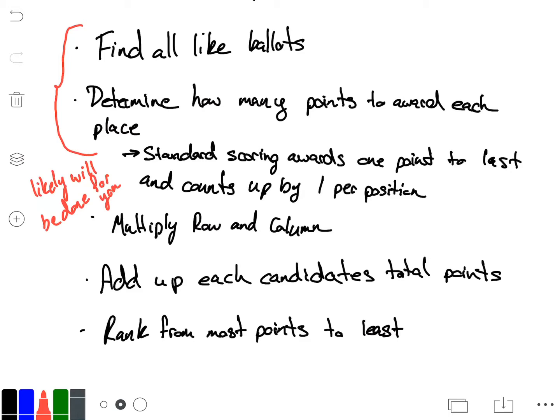Step two would be determining how many points to award each position. Standard scoring would always reward 1 point to last and count up by 1 per position. The next step would be multiplying your row, which would be your amount of points per position, by your column, or the amount of votes for that position. Next, you would add up each candidate's total points, and lastly, you would rank from most points to least. The person with the most points wins the election.